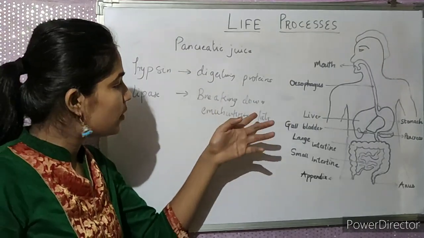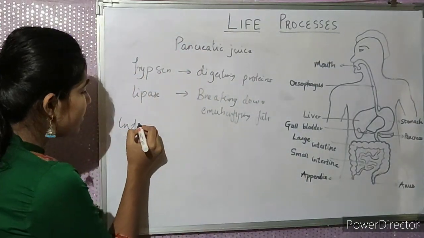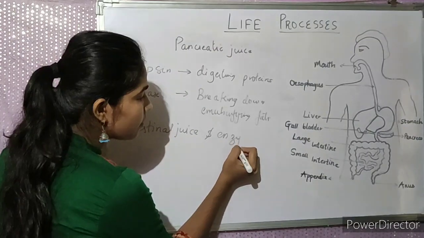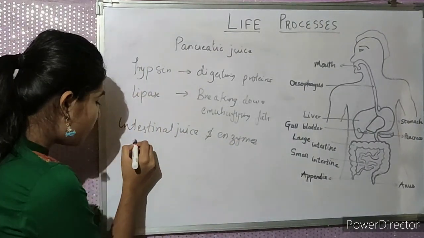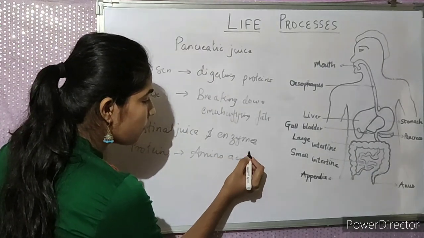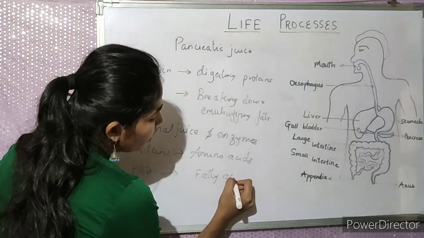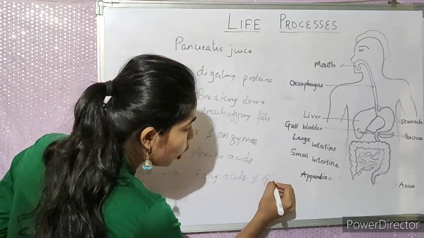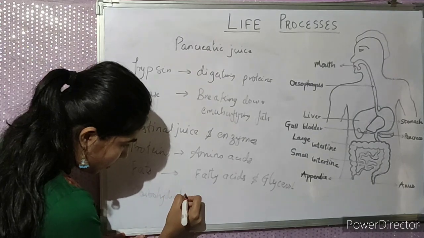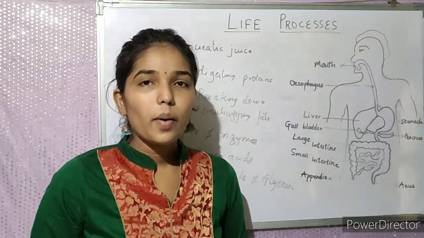Now the walls of the small intestine contain glands which secrete intestinal juices and enzymes, which finally convert proteins into amino acids, fats into fatty acids and glycerol, and carbohydrates into glucose. Okay. So now what about the digested food?